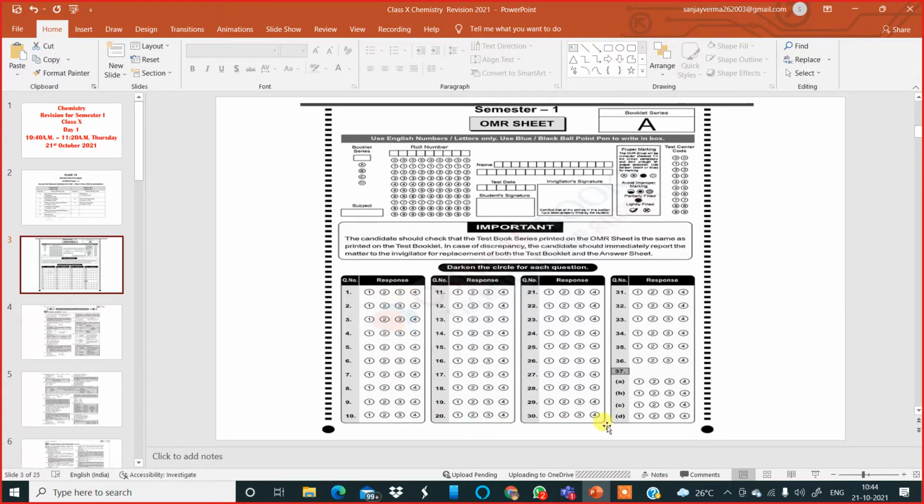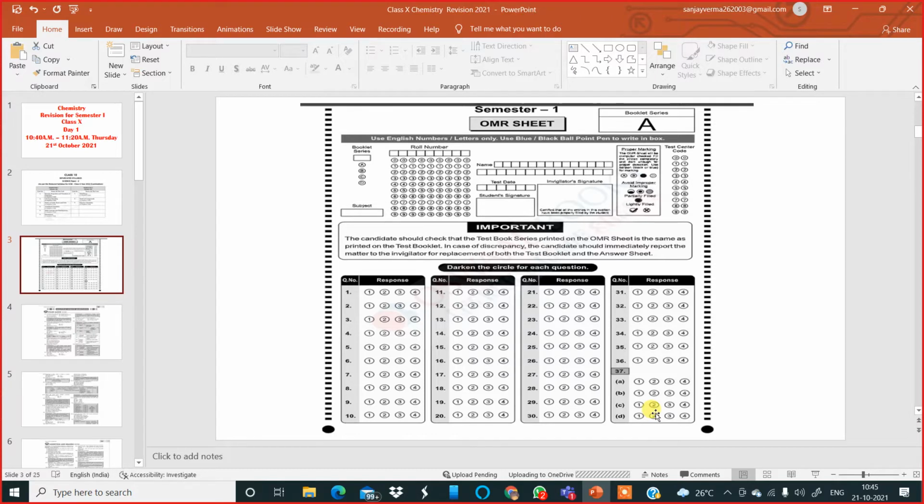There are roughly 37 questions here. This is just a sample I'm showing, not the exact one. This is a sample for the test which you'll have to appear for in your semester 1. You'll get the OMR sheet on the day of the examination. Now, listen to me very carefully.